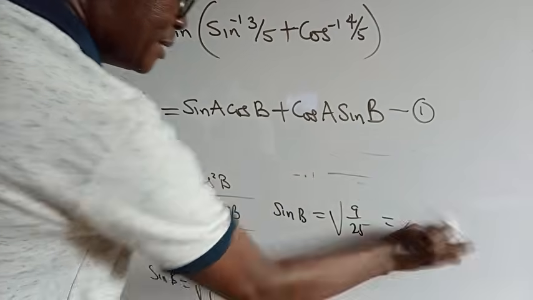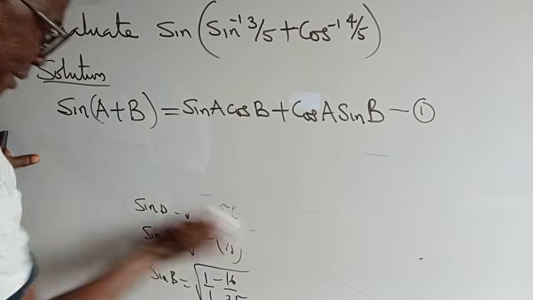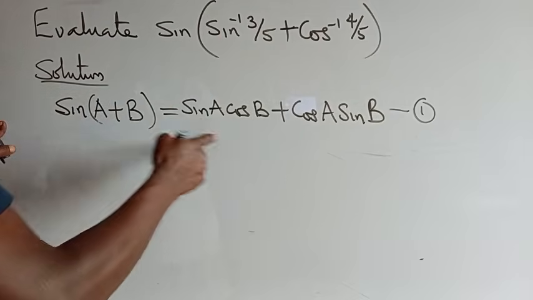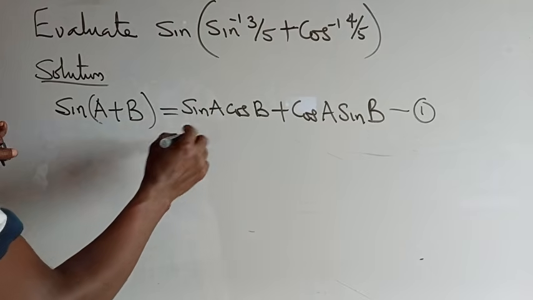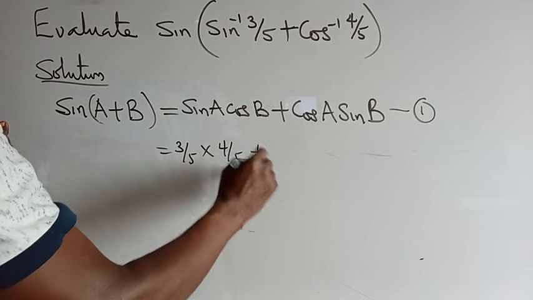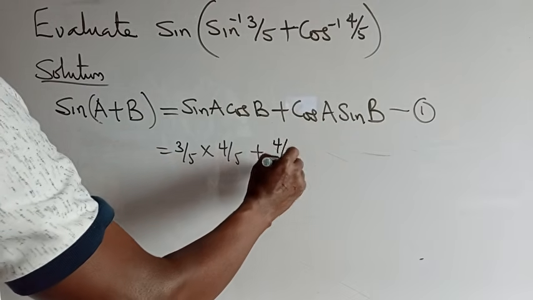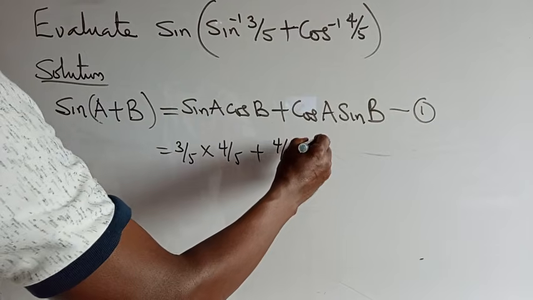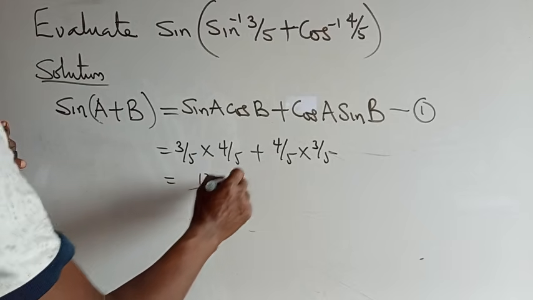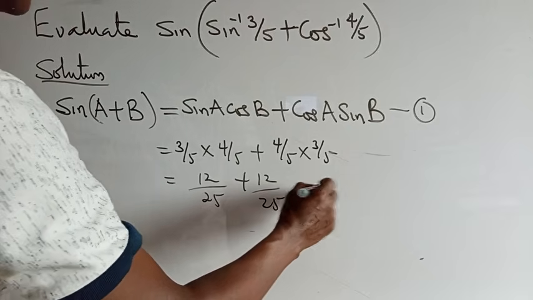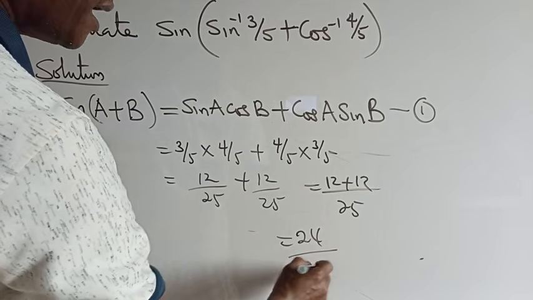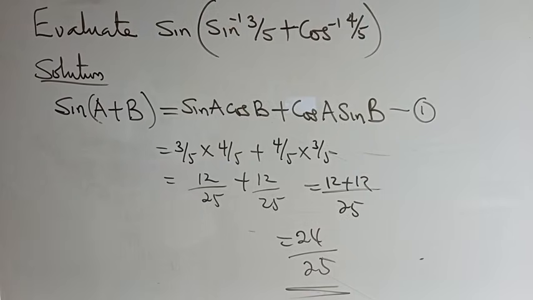Now, using our formula, what does the formula say? The formula says that sine of A plus B is equal to sine A, which is 3 over 5, times cos B, which is 4 over 5, plus cos A, which is 4 over 5, times sine B, which is 3 over 5. So you have 12 over 25 plus 12 over 25. The LCM is 25, that's 12 plus 12, which is 24 all over 25. So the answer is 24 over 25.